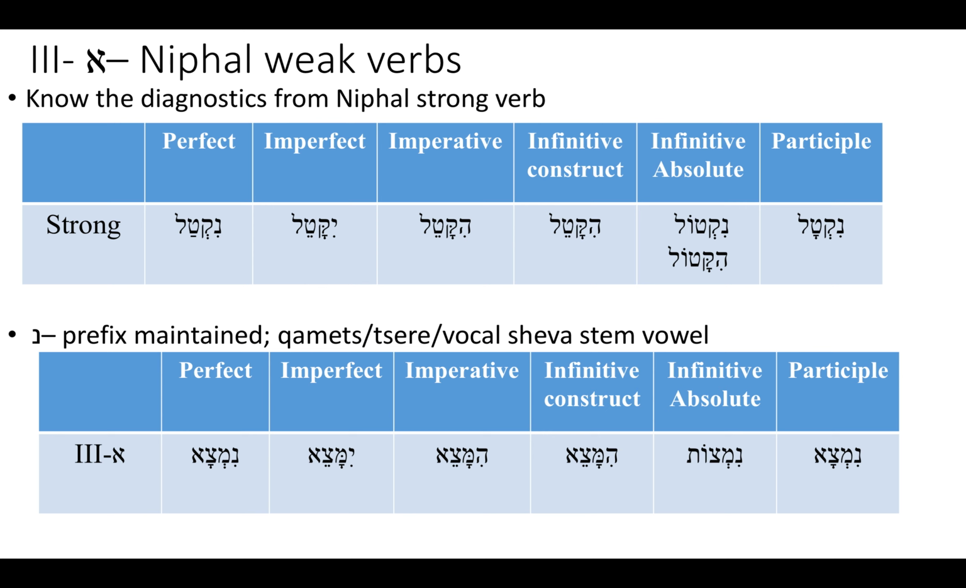If you look through the chart, the remaining forms of these verbs, the differences are going to pertain to the stem vowels. So sometimes it's going to have this qamets. Some of the occurrences are going to have a tsere or a vocal sheva. So slight changes in that stem vowel, but otherwise across the board, these are mostly staying the same as with the Niphal strong verbs.